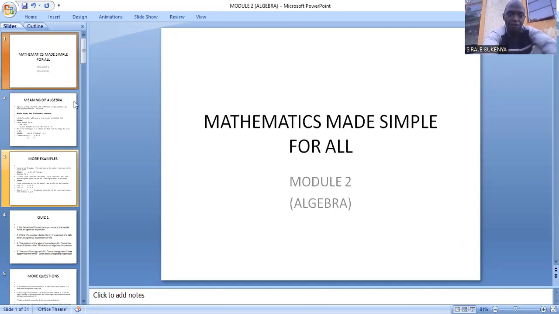What we mean by algebra? Algebra is the combination of signs, symbols, numbers, and letters. Basically, I can say the use of letters and mathematical operations.